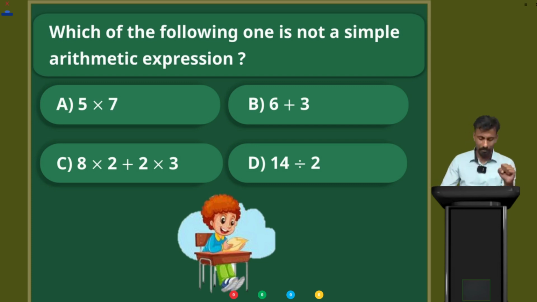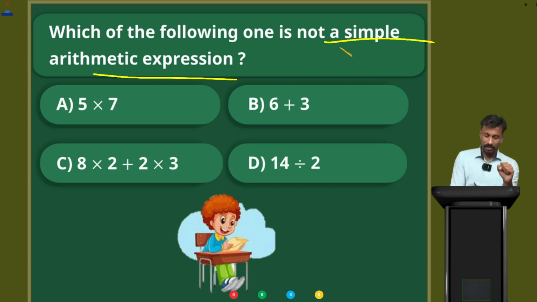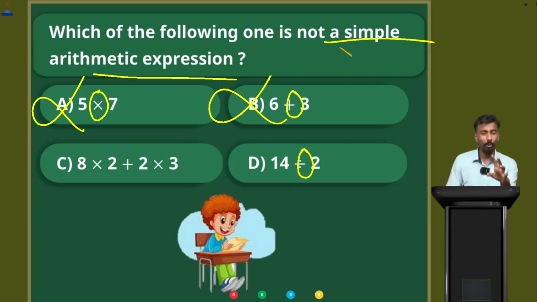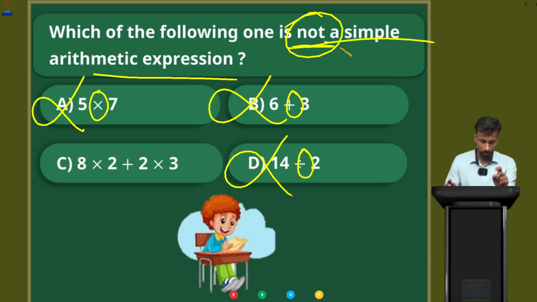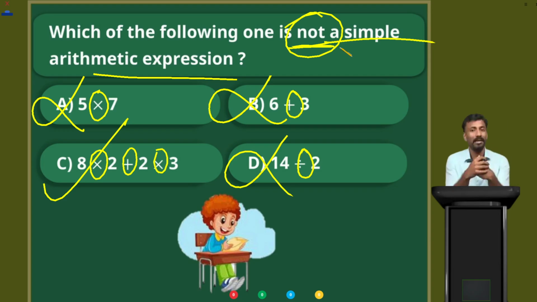Okay, students, time's up. So which one is not a simple arithmetic expression? Simple arithmetic expression means that there is only one mathematical operation in whatever expression we have been given. One mathematical operation. So this is not our answer. This is not our answer also. One mathematical operation is there, so it's a simple arithmetic expression, but here we say not a simple arithmetic expression, so option D is also cancelled. Option C will be the correct answer because there are 1, 2 and 3 mathematical operations.